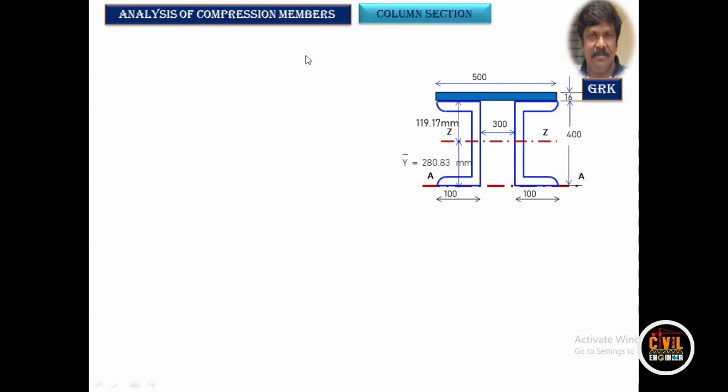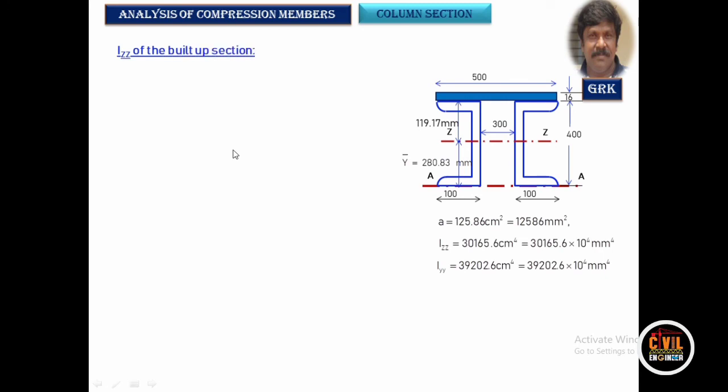So Y bar from the bottom was 280.83, and from the top of the channel section it is 119.17. These are the properties that we had obtained earlier. Same thing we are writing here so that we can use it in the problem.